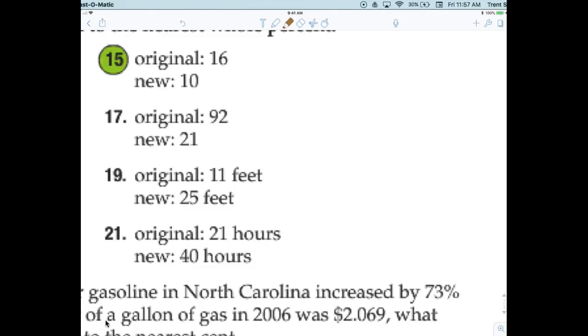6 over 16, beautiful. Now tell me what that decimal is real quick. 0.375. Which is what percentage? 37.5%. Yay, girl. Come on, be loud and proud. 37.5%, beautiful.